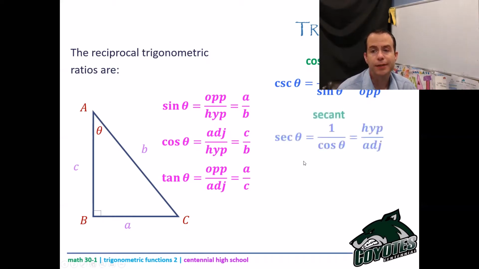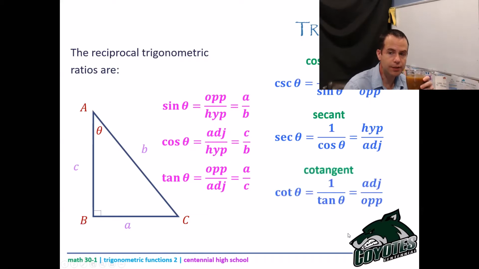Then there's secant, which is the flipped version of cosine. Please take note here, because a lot of kids get this mixed up. The co does not go with the cos. So the cosecant goes with sine, not cosine, okay? The secant goes with cosine. So secant theta is 1 over cos of theta, and that would be the hypotenuse over adjacent. And then the cotangent of theta is 1 over tan of theta, and that would be the adjacent over the opposite.